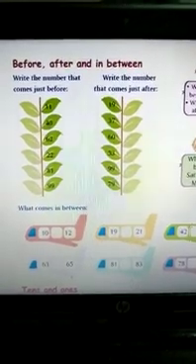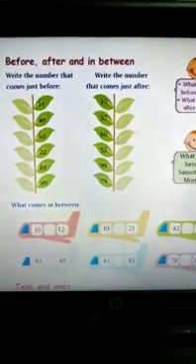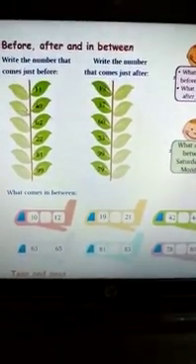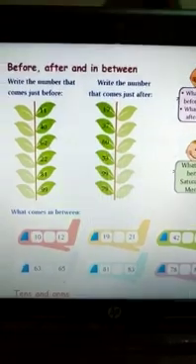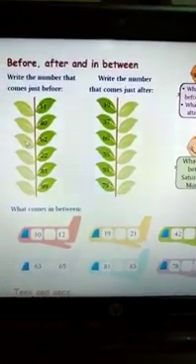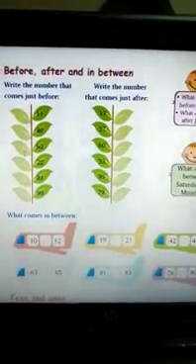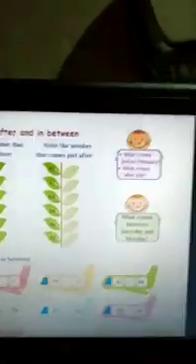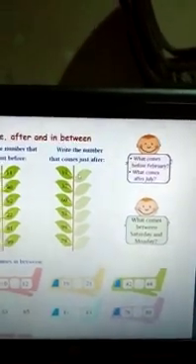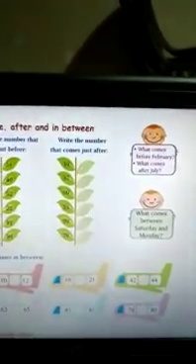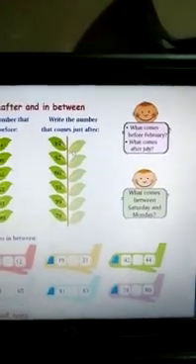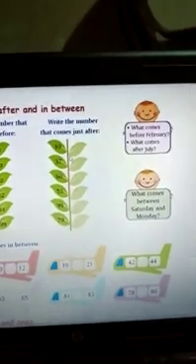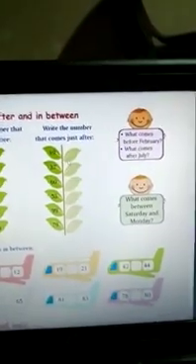Here the next one is 40. What will come before 40? 39. So here come 39. Next is 62. So before number is 61. This is the way you all have to give the answer. Now we will move to after number. After number means I have told बाद में. Before number means पहले, after number means उसके बाद, between means बीच में.